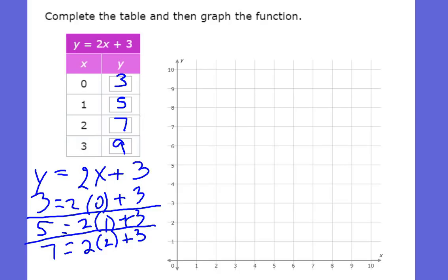Okay? So the first one is 0 and 3. So we don't move anywhere right to left, but we go up to 3. The next one is 1 and up 5. So it's right there. The next one is 2, then up 7. And the last one goes over to 3 and goes all the way up to 9. So that's how you would do that.